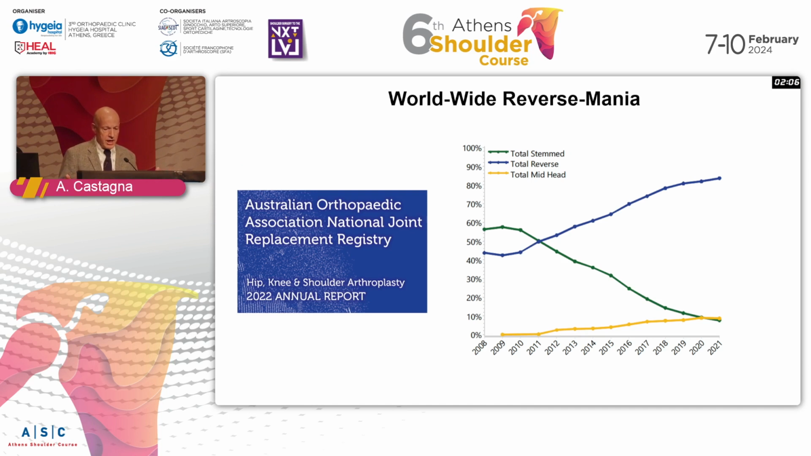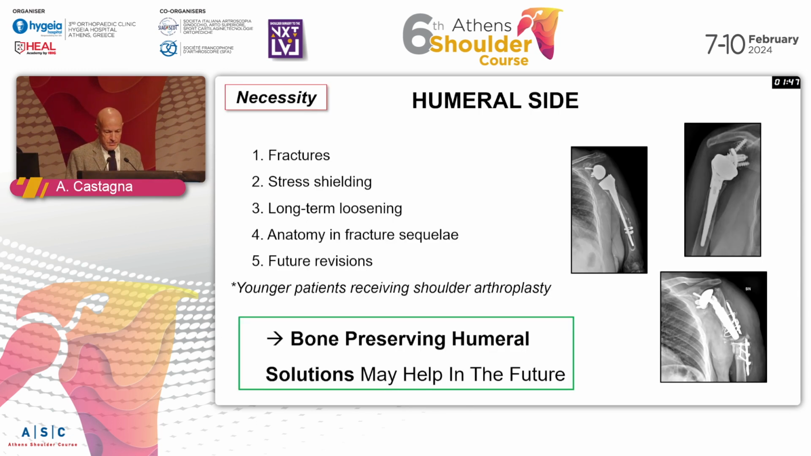Whatever, the worldwide reverse mania is exploding. You see here the famous Australian orthopedic registry, and you see here the report for the prosthesis in the shoulder. The blue line is reverse from 2010 or so. It is going up, and the anatomical is going severely down.